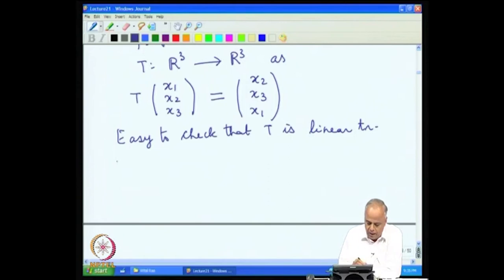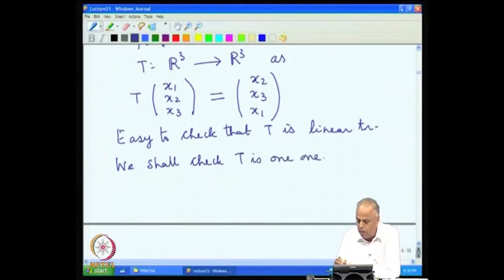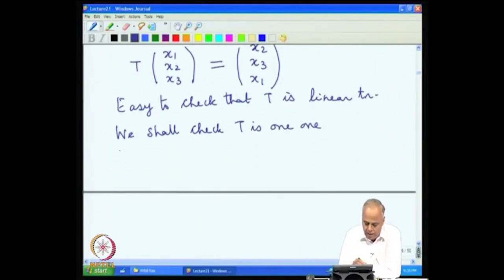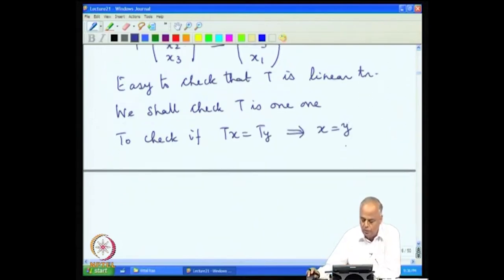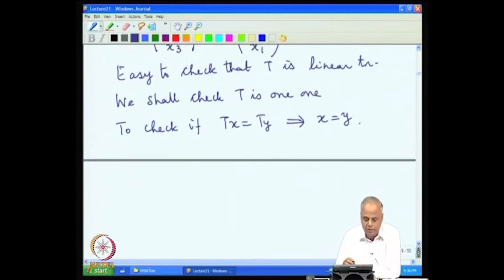Now, we shall check that T is 1 1. What do we have to check? We have to check if T x equal to T y implies x is equal to y. This is what we have to check. So, let us check that.